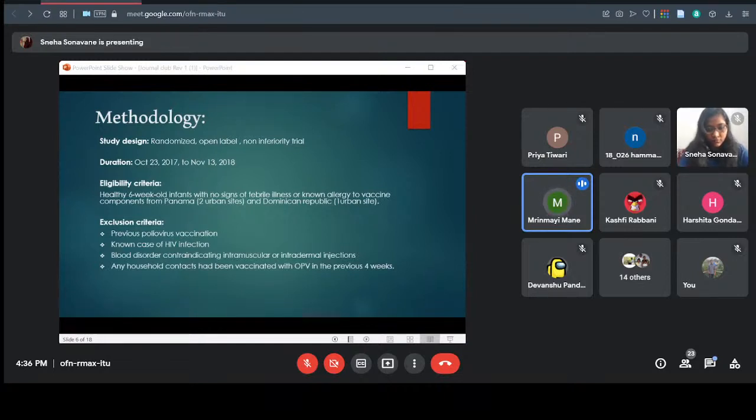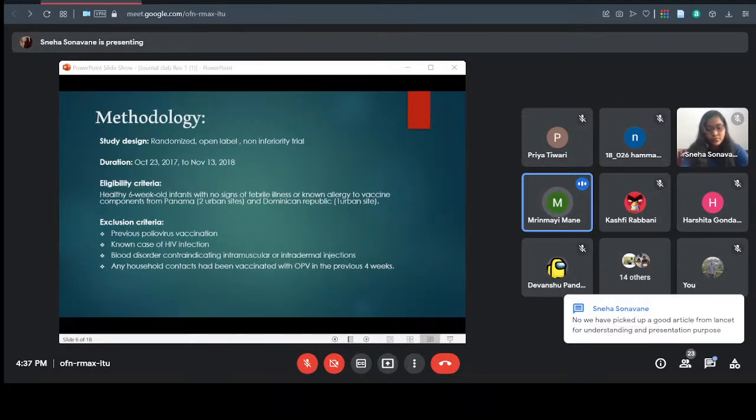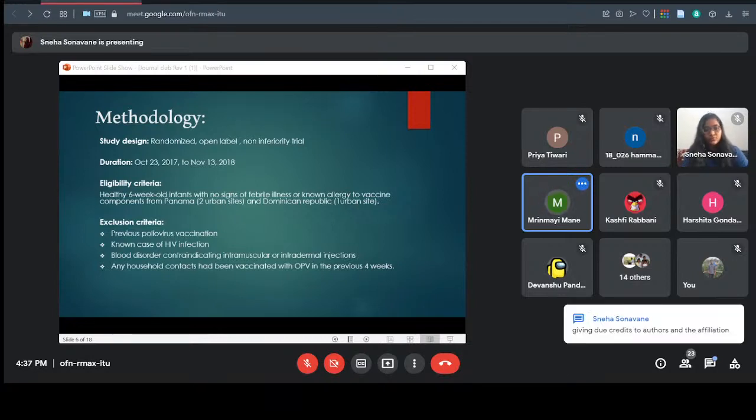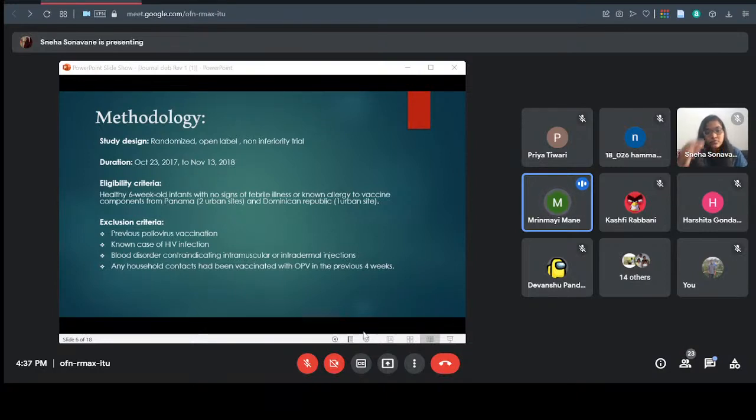This trial was a randomized open-label non-inferiority trial, and it started on 23rd October 2017 and lasted till 13th November 2018. For this trial, healthy 6-week-old infants with no signs of febrile illness or known allergy to vaccine components from Panama and the Dominican Republic were chosen. The infants with previous polio vaccination, known HIV infection, or blood disorders contraindicating intramuscular or intradermal injections, or in case any household contacts had been vaccinated with oral polio vaccine in the previous 4 weeks, were excluded from this trial. Next slide.